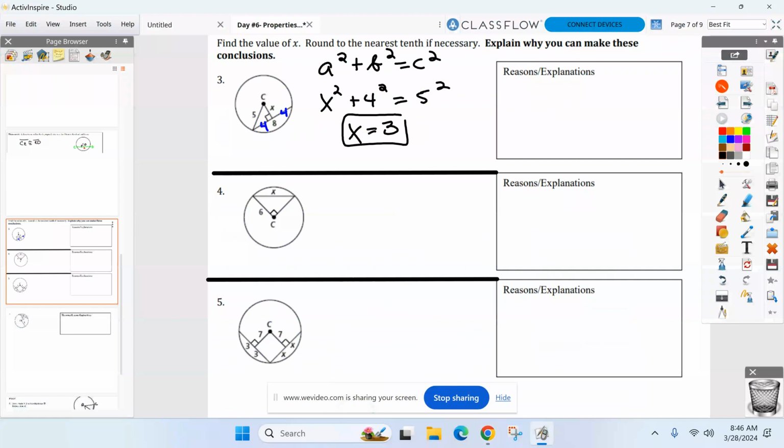All right. What did we use to bisect it? Here we go. Diameter. What do I have to know about that diameter and the chord? They have to be perpendicular. Diameter perpendicular to a chord. What happens to it? Bisects the chord. There you go. This is what I would be writing in a reasons column of a proof. Diameter perpendicular to a chord bisects the chord.